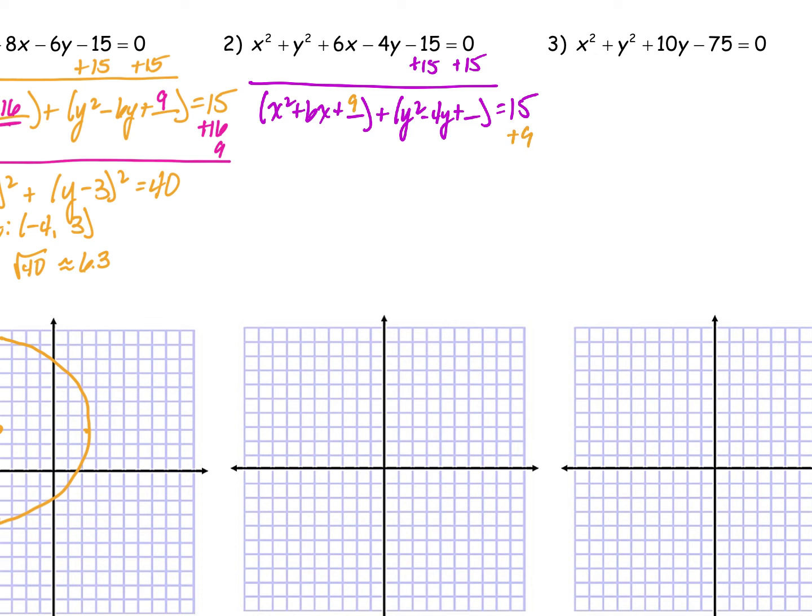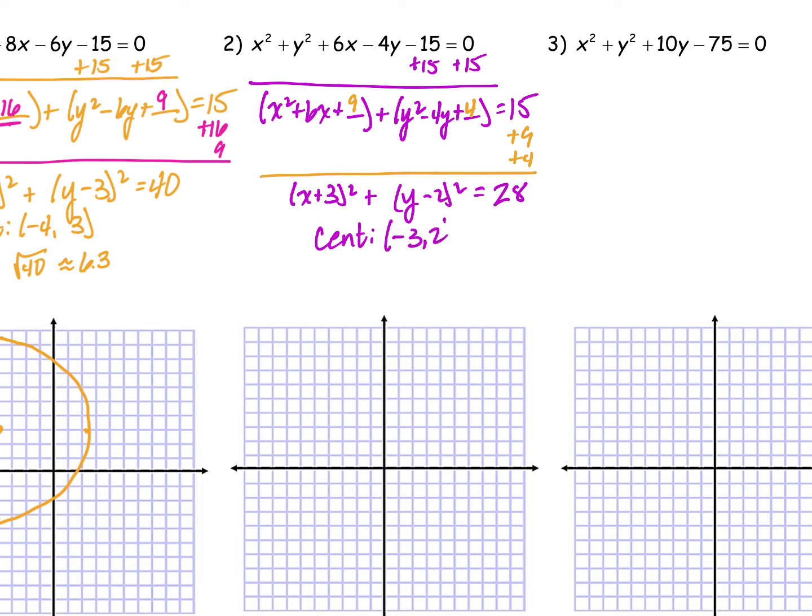And then half of 4 is 2, and 2 squared is 4. So I add 4. So I'm going to get, let's see, if I factor, I get x plus 3 squared plus y minus 2 squared equals 19 plus 9 is 28. So my center is at negative 3, 2, and my radius is the square root of 28.